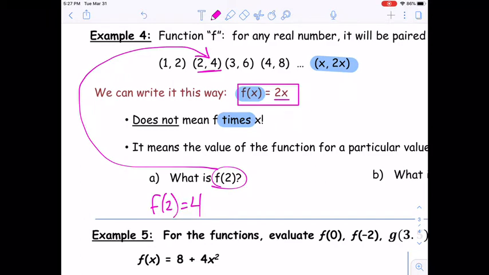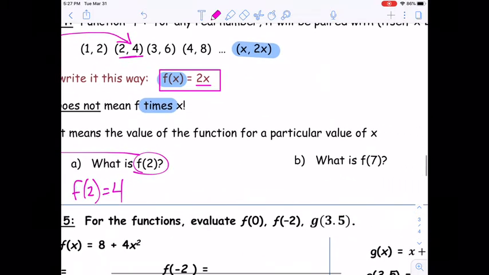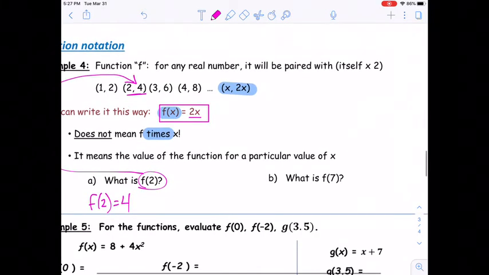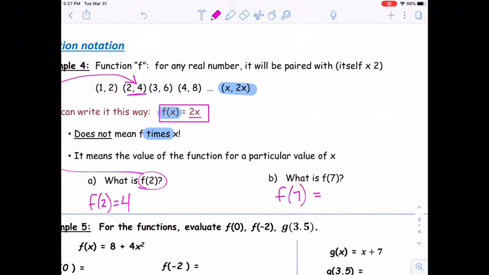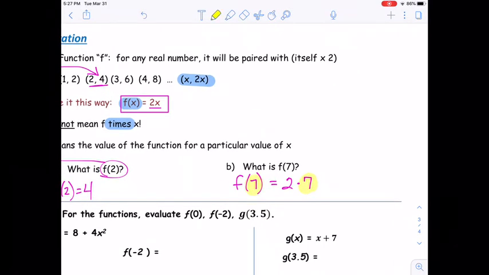How about f of 7? Well, I don't have that listed in the ordered pairs, but I can use the rule as well. Remember, the function f just is 2 times whatever you're putting into it. So what I'm putting into it is that 7. I substitute that in for the x. 2 times x means 2 times 7 in this example. So 2 times 7 is 14.